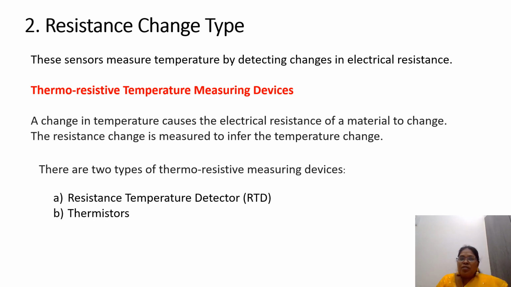So here the method used is the thermoresistive temperature measuring devices. A change in temperature will cause a change in the electrical resistance of the material. The resistance change is measured to infer the temperature. How much the resistance changes, that much temperature will be inferred. There are two types of thermoresistive measuring devices. One is the RTD, resistance temperature detector. Another one is the thermistor.